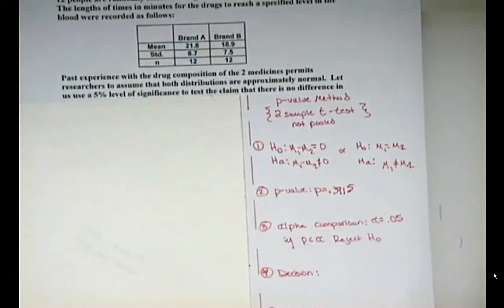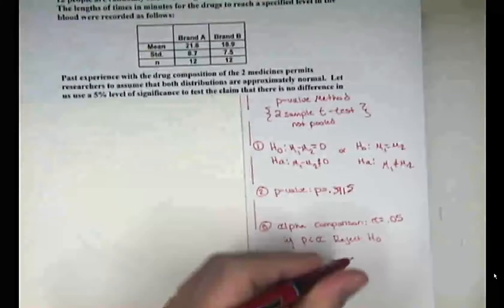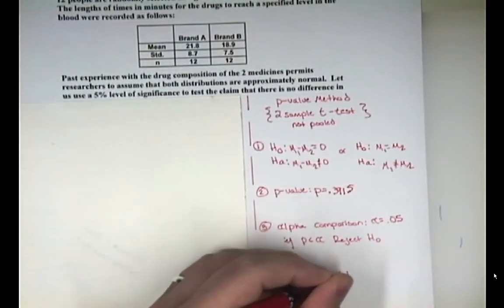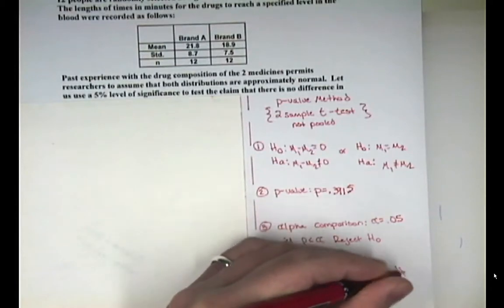So you want to ask yourself, is p less than alpha? Because if it is, you will reject H0. However, our p is 0.3915 and our alpha is 0.05. So p is greater than alpha, so we will fail to reject H0.